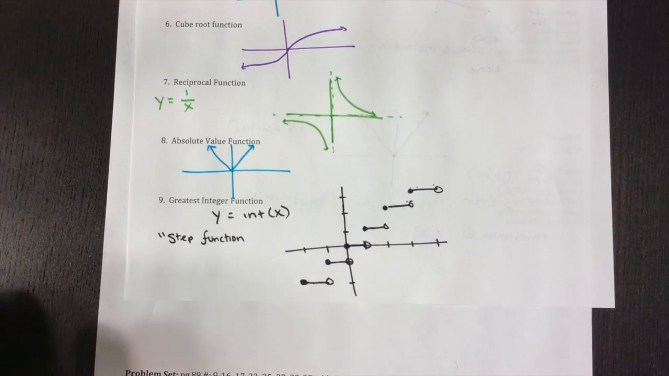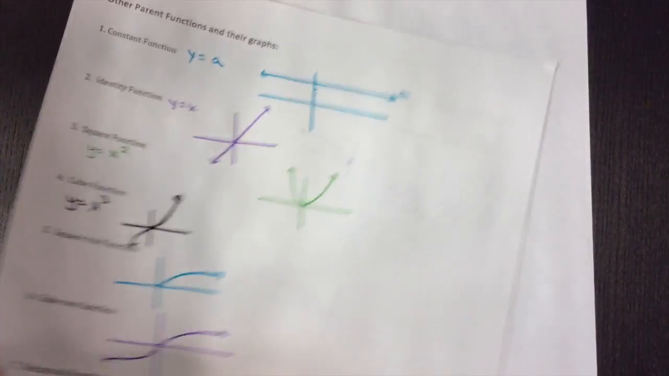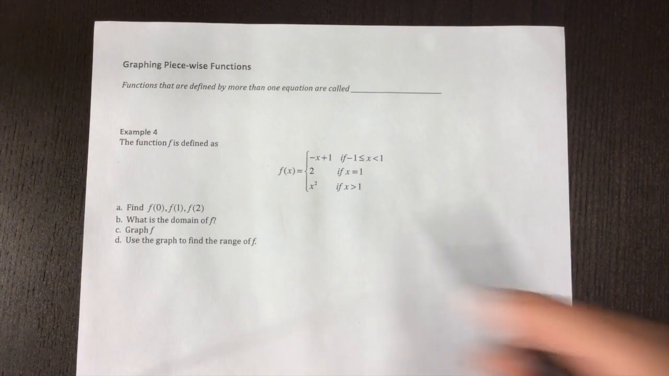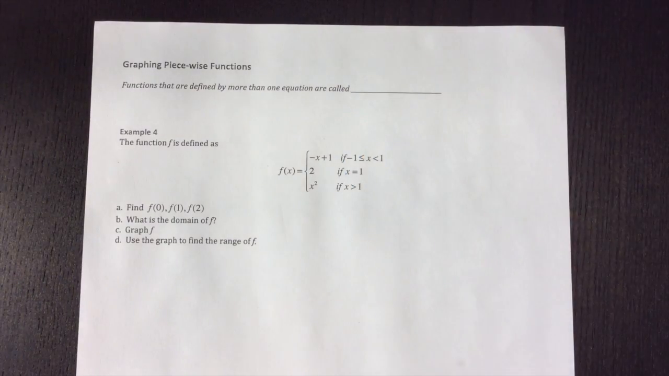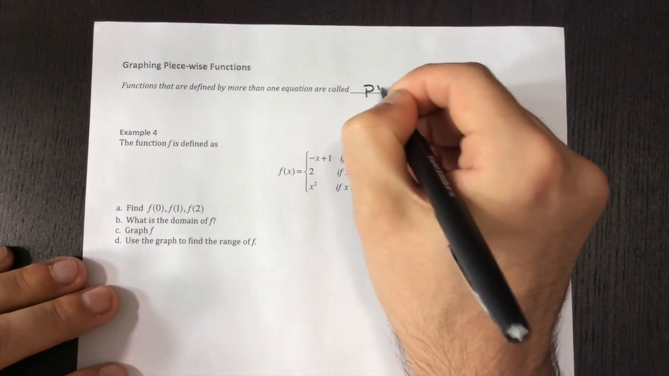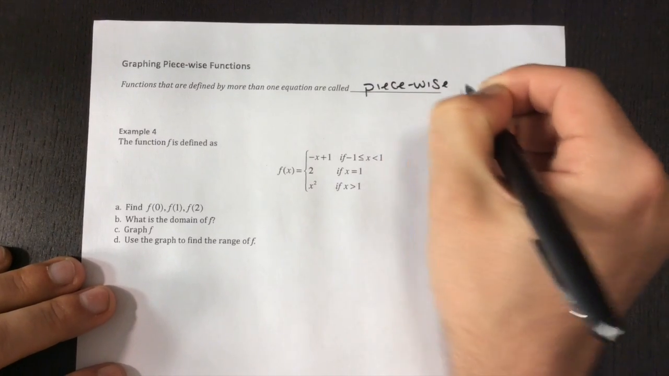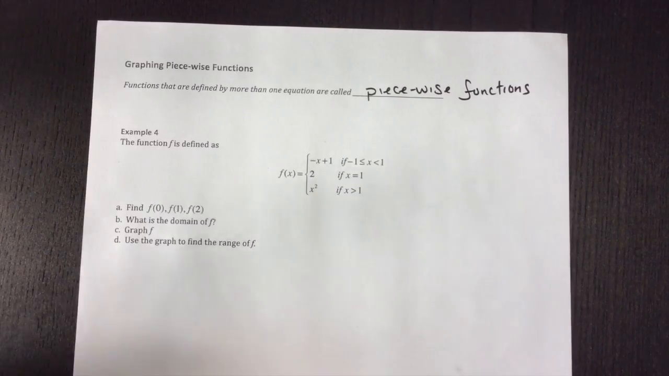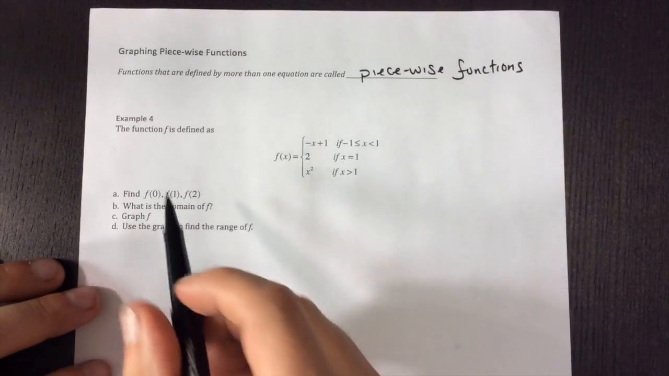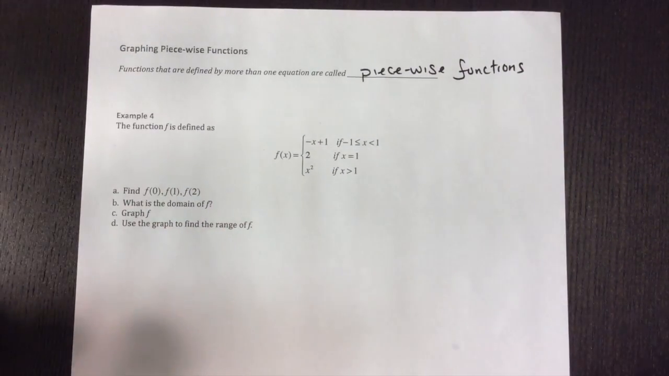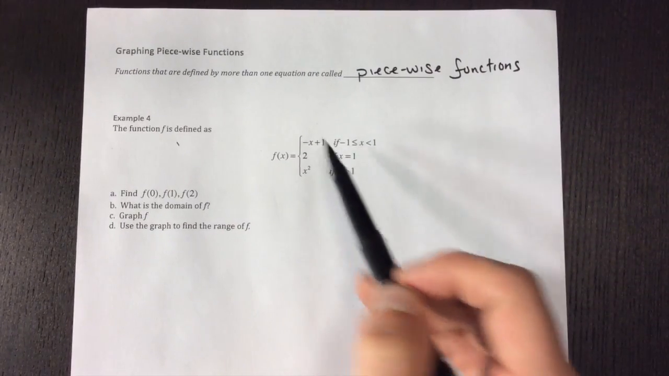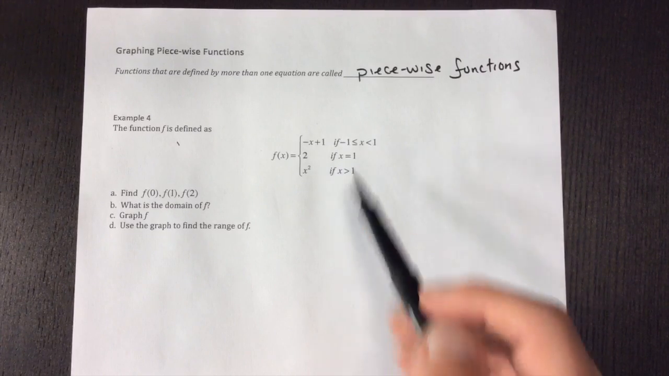The last page, we're going to be talking about piecewise functions. So, with graphing piecewise functions, functions that are defined by more than one equation are called piecewise functions, and with piecewise functions, we do everything in chunks. So, let's just look at an example and we can kind of see what it's talking about. The function f is defined with these three different pieces.